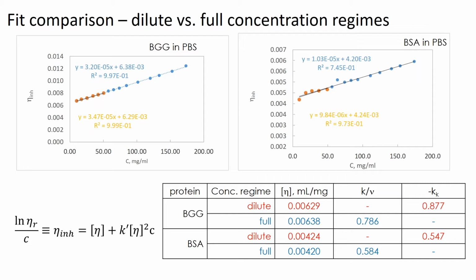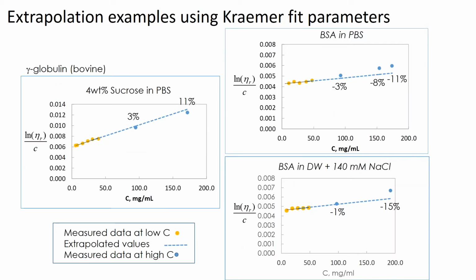So now if we believe that we can use the parameters that we get from this type of fit in the dilute regime and predict something that's occurring in the therapeutic range, well, what does that look like? So the next slide are some examples of this extrapolation using the Kramer fit parameters. And now we just have a mix of samples here. On the left, it's the gamma globulin in the sucrose solution, and then on the right, it's two different bovine serum albumins, one in PBS, one with an adjusted ionic strength using sodium chloride.